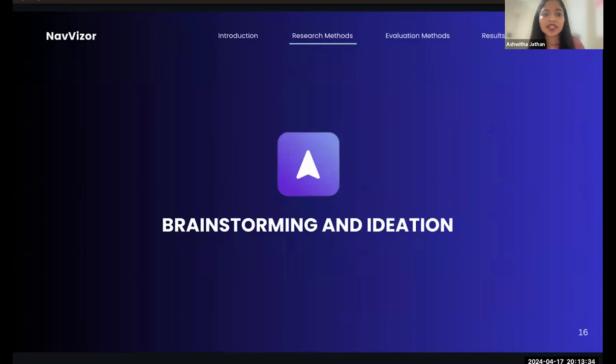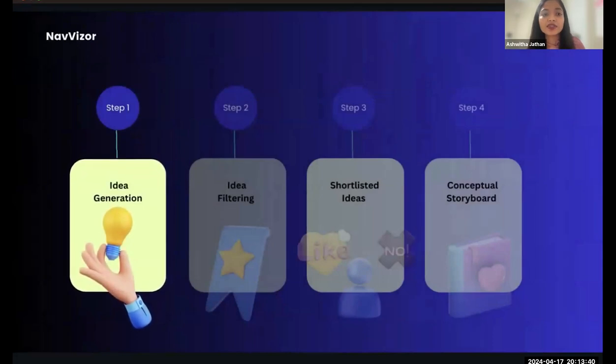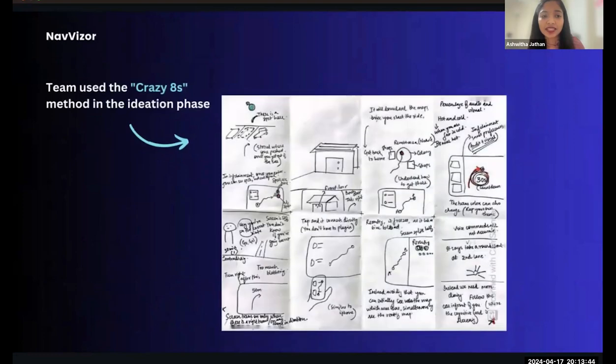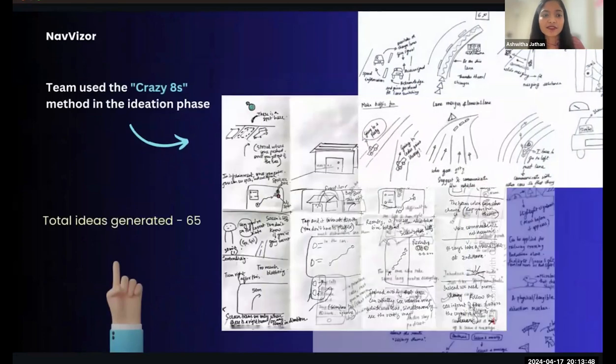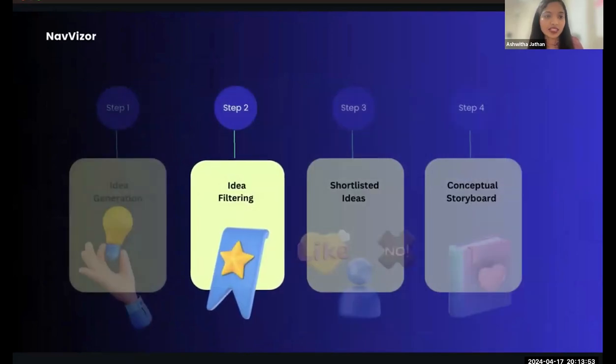Let's now dive into our brainstorming and ideation phase. For the ideation, we used the Crazy 8's method, where each of us had 8 minutes to sketch 8 different ideas, and we repeated the process multiple times. We generated around 65 ideas based on our themes generated through the affinity mapping.